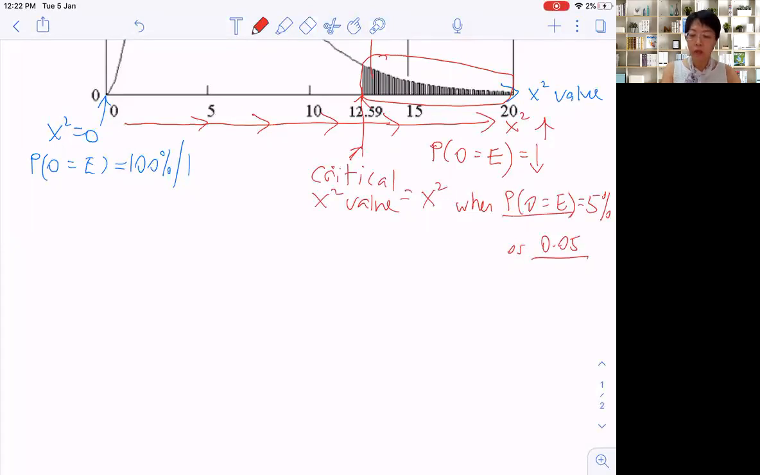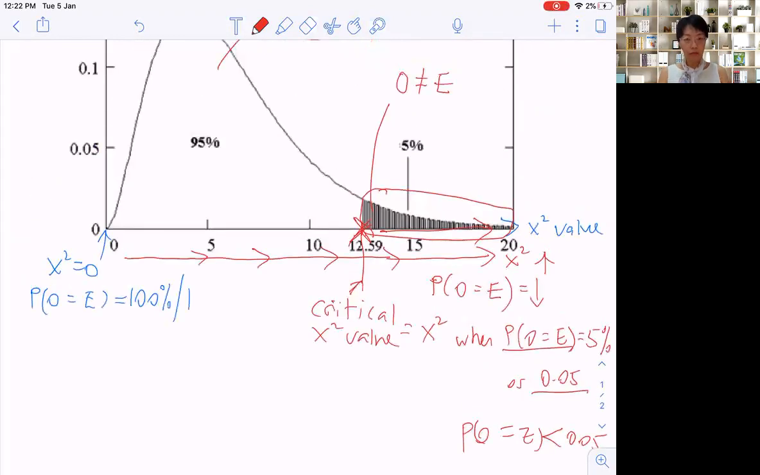As you move to the right side from this point, the probability of O equals E becomes less than 0.05. So after you have calculated your chi-square value, you just have to check the location of your chi-square value. If your chi-square value is located at this shaded region, then you know that O is significantly different from E.